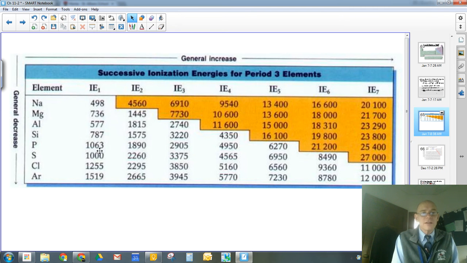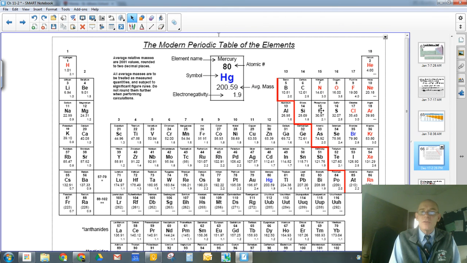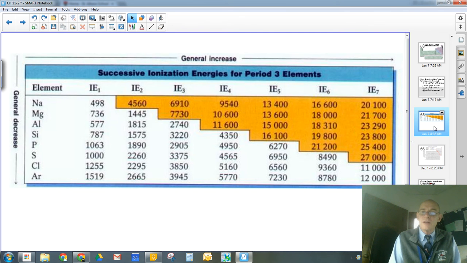So let's just play around here and look at, let's say, phosphorus. Phosphorus, 1, 2, 3, 4, 5 valence electrons. The sixth one would be a core electron. So you have a huge jump in energy. And where's phosphorus? There it is. 1, 2, 3, 4, 5 valence electrons. The next one you try to pull off is a core electron from the configuration of neon. So it's going to be really difficult.